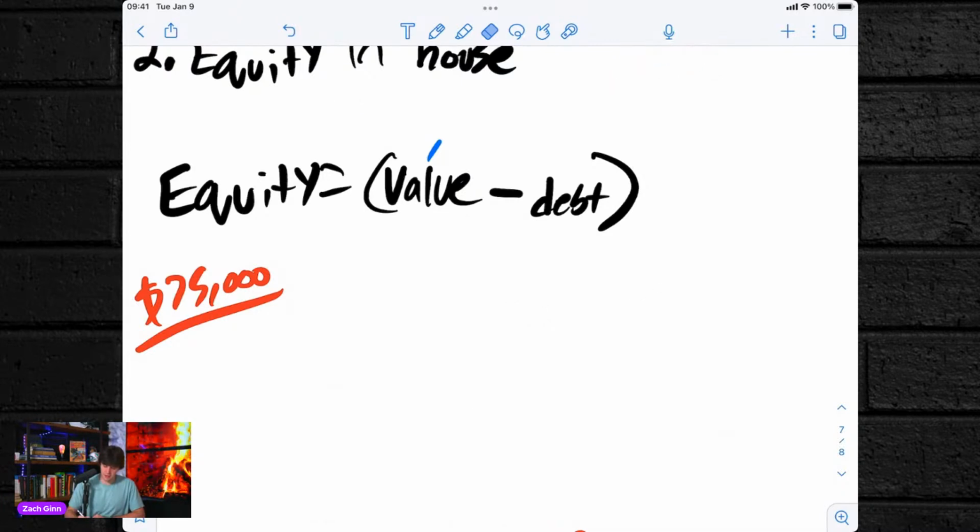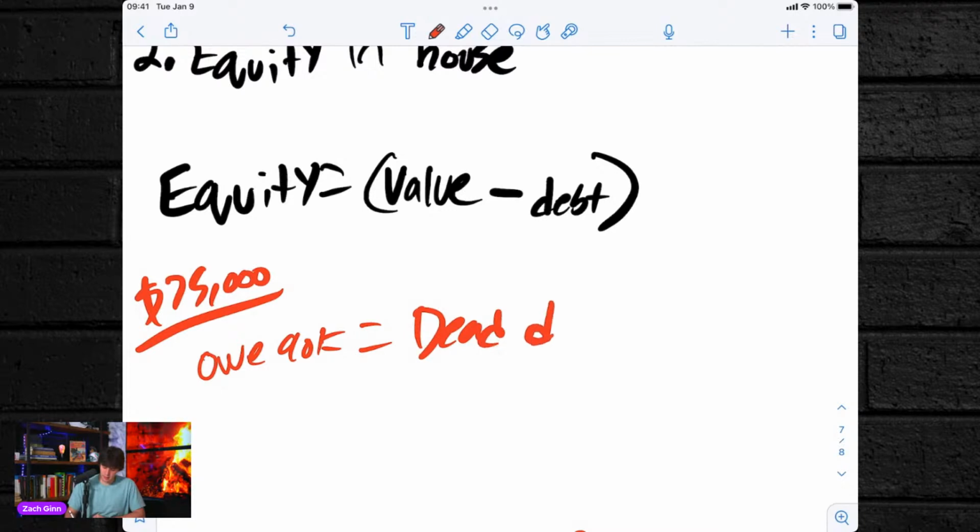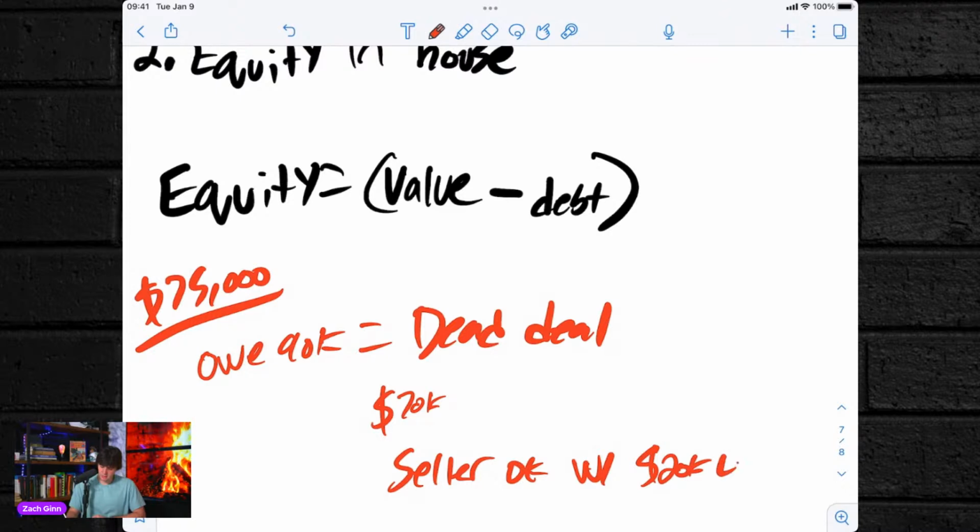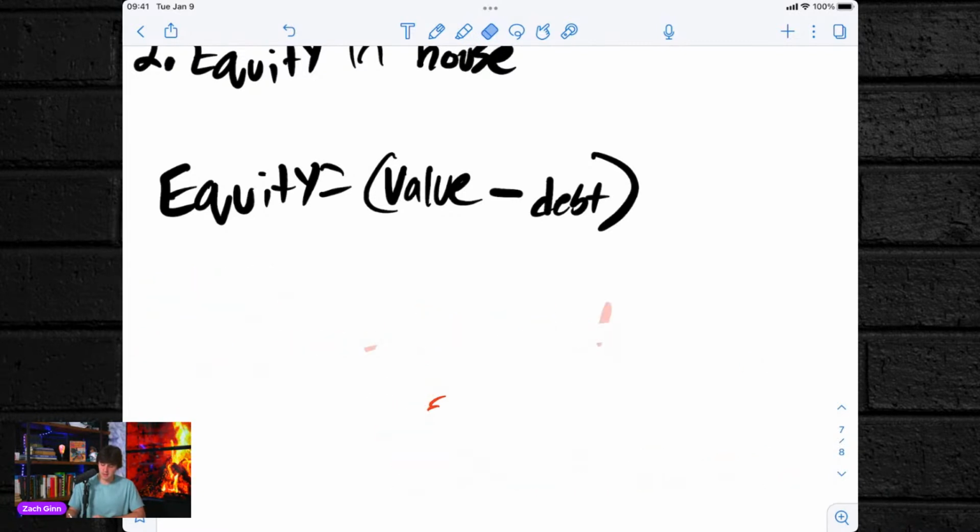This is where things get interesting, okay? I hate to go on a tangent here, but if a cash buyer's at 75K and they owe 90K, this is equal to a dead deal. I can't make money off this, right? There's nothing I can do. So, okay, let's say I lock it up for 70. You sure the seller is going to be okay with a 20K loss? No, of course they're not. So that's a dead deal for most wholesalers, right? And so that's what equity is. Equity needs to be, the value has to be above the debt.